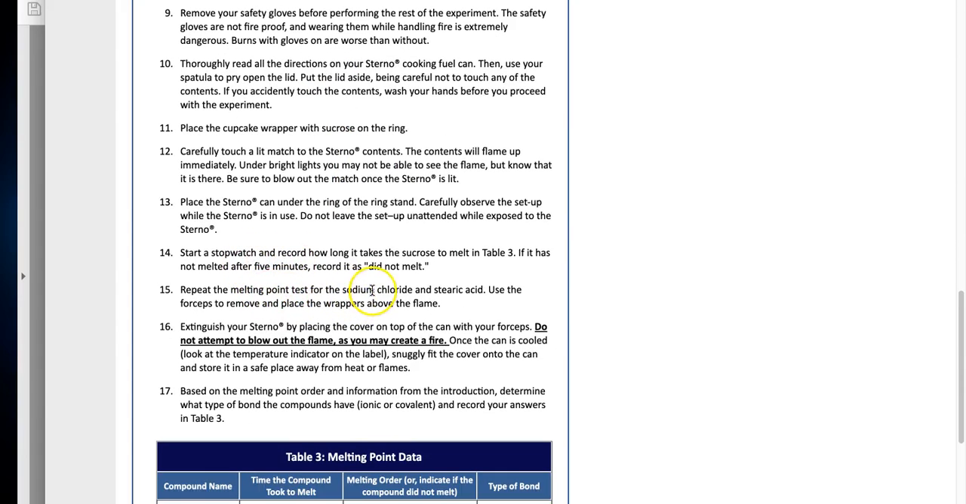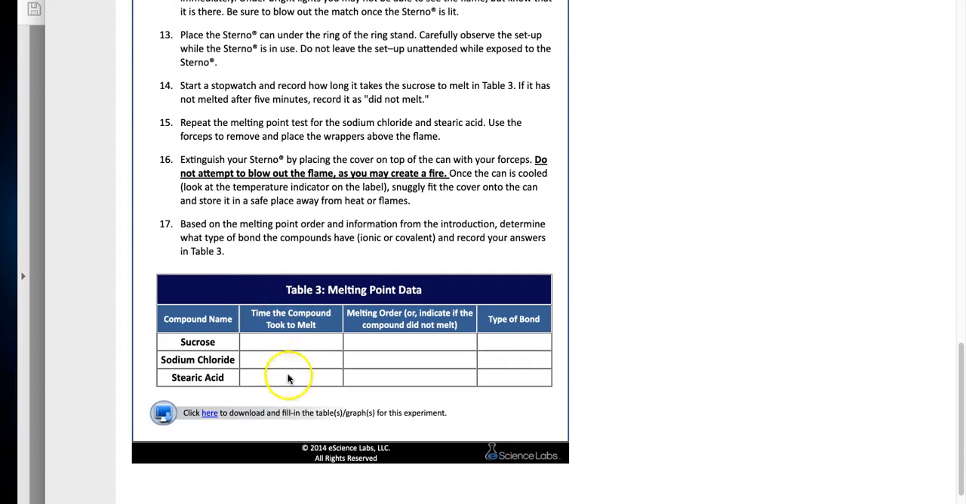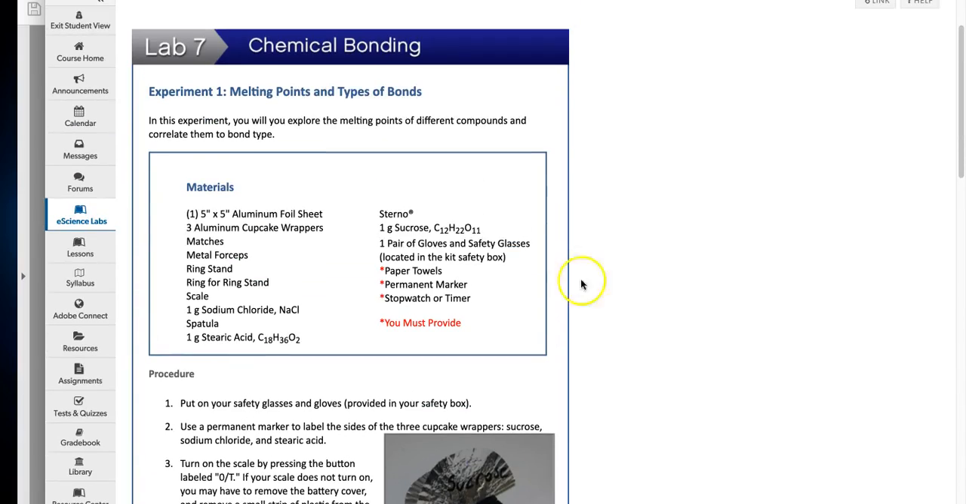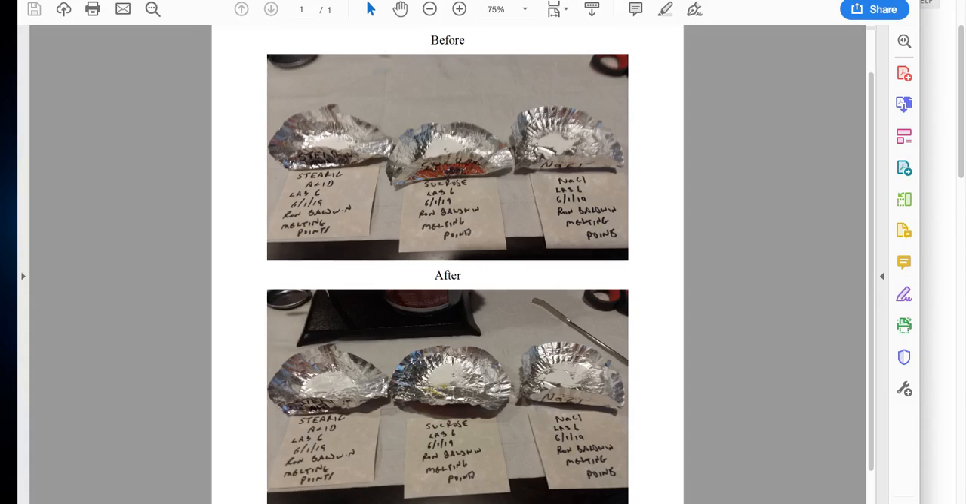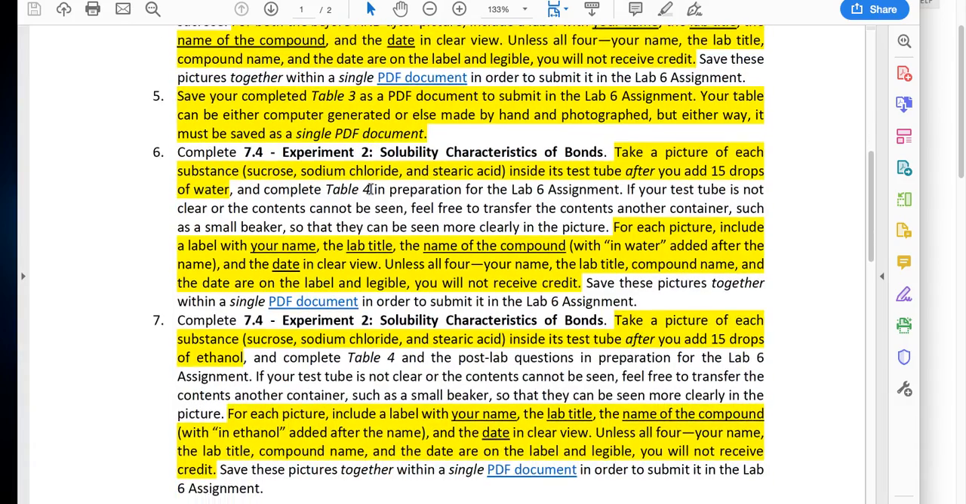Repeat that same thing then with the sodium chloride solid and the stearic acid solid. And again, you can read this. At that point, you're done. You can extinguish the flame. Record how long it took each compound to melt, the order, meaning which one melted first, which one melted second, and which one melted third, and then indicate what type of chemical bond, covalent or ionic, each substance has.